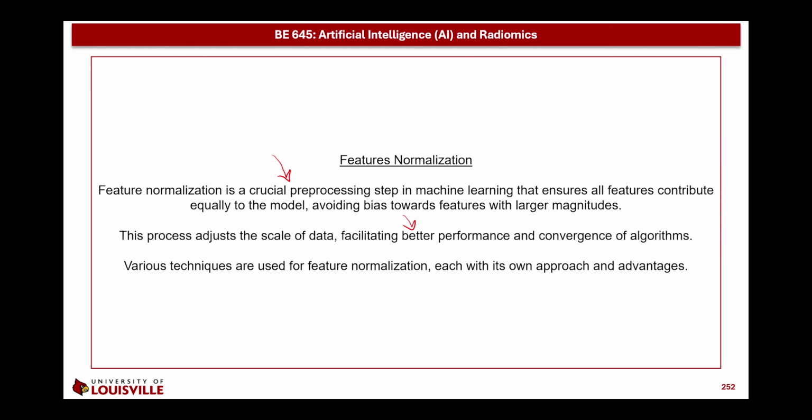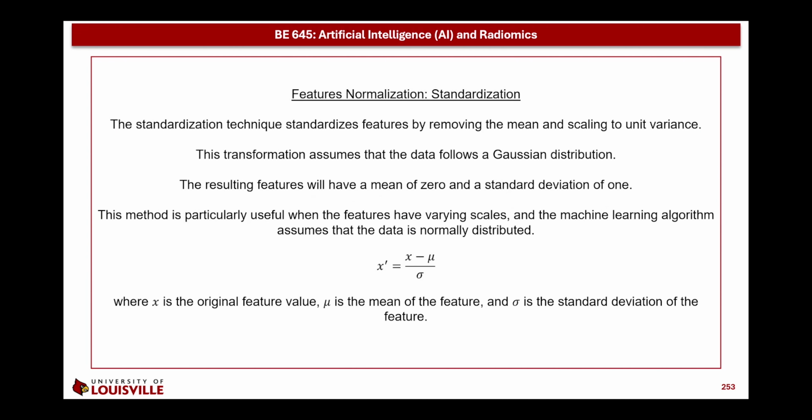There are many techniques to be used with feature normalization. Each of them has its own advantage. The first one is called standardization. The standardization technique standardizes the features by removing the mean and scaling to the unit variance. And standardization assumes that the data follows a Gaussian distribution. So after scaling and normalizing, the feature will have a mean of 0 and a standard deviation of 1. To accomplish that, we subtract the mean value from each feature and divide it by the standard deviation.